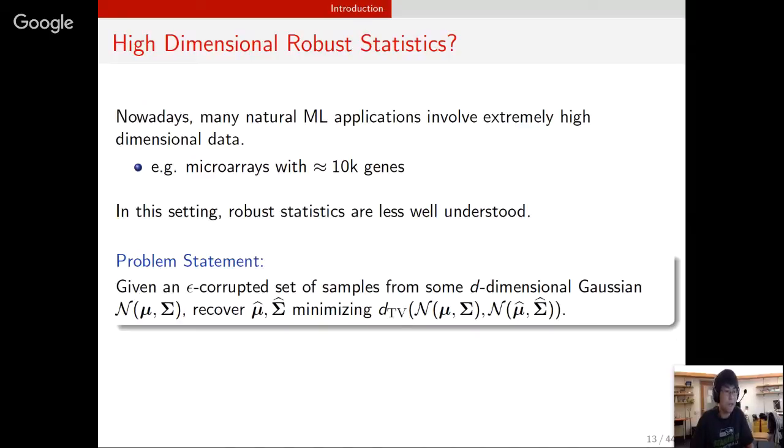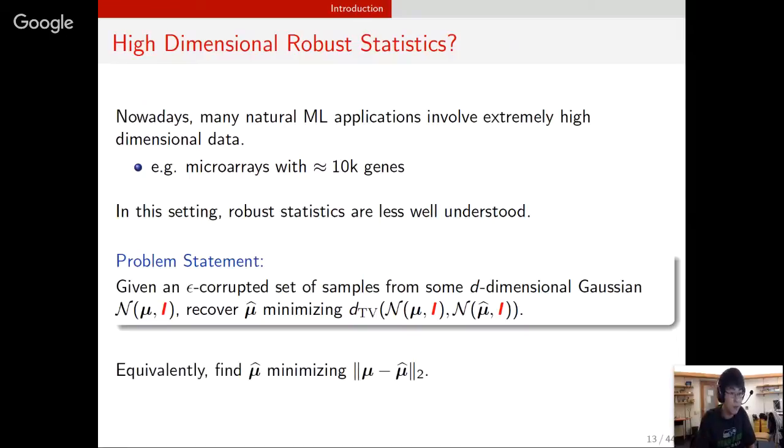Okay? In fact, just as before, let me simplify the problem and tell you what the covariance is. I told you what the variance was before. Let me tell you the covariance is the identity. So these are nice spherical Gaussians. So it turns out that we just need to learn the mean, and we need to learn the mean in two norm. So we need to find a mu hat minimizing the two norm between mu and mu hat. Okay, so what was known about this fairly basic problem?